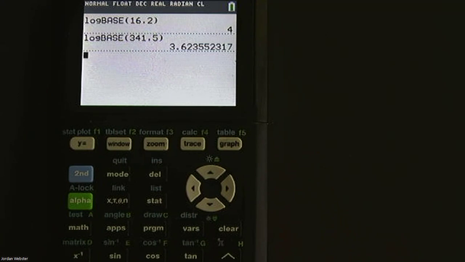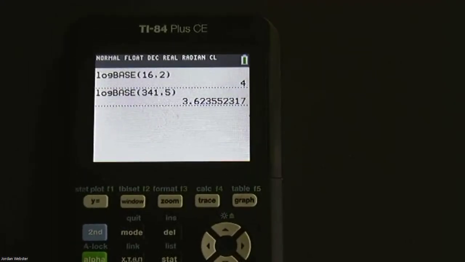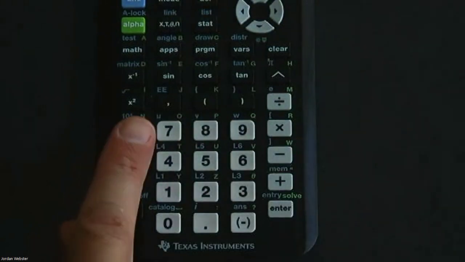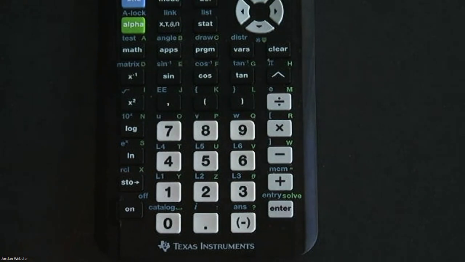So that's how to do calculations with the TI-84 with any base that we want, including the base 10 and the base e or natural log logarithms.